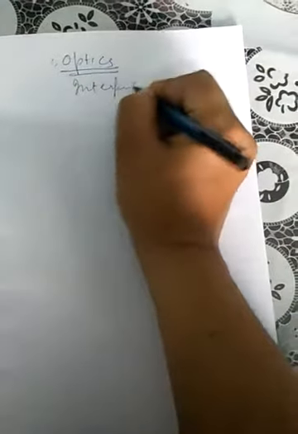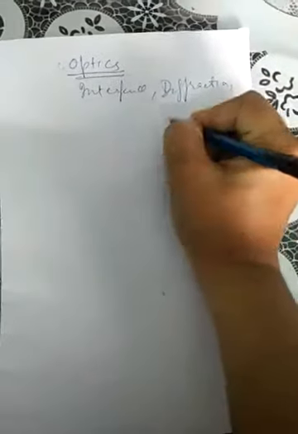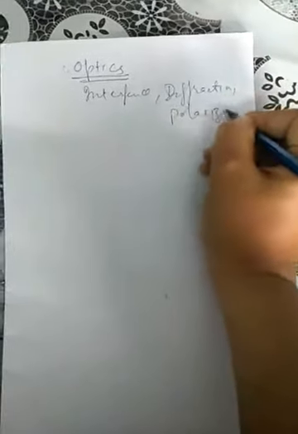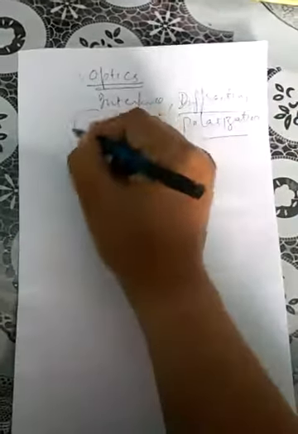Morning. So today we are going to start with a new topic that is called optics. In optics we have three topics: one is called interference, then diffraction, then polarization. These topics, according to the syllabus, we are going to cover. So let us start with the first, interference.